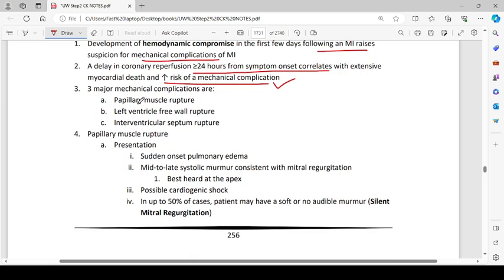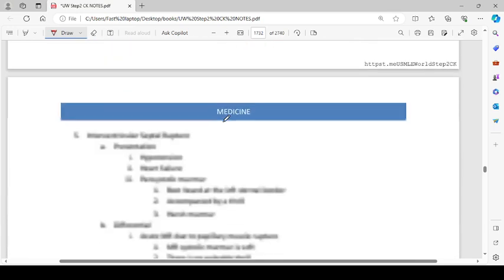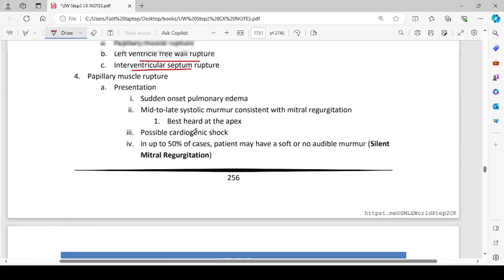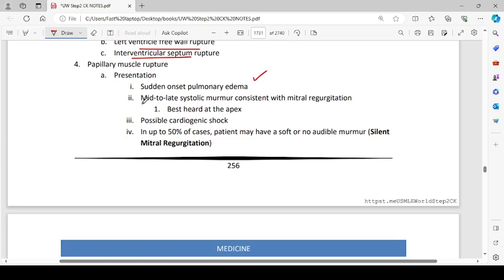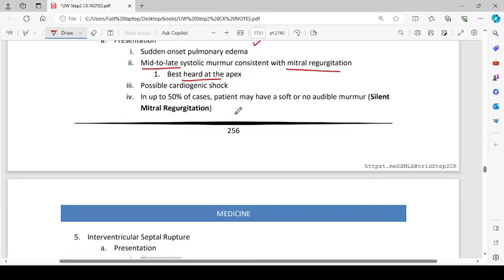Three major mechanical complications are papillary muscle rupture, left ventricular free wall rupture, and interventricular septum rupture. The papillary muscle rupture presentation is sudden onset pulmonary edema, because the posteromedial papillary muscle of the left side ruptures, and that can cause mitral regurgitation, and that mitral regurgitation will result in pulmonary edema, which will be of sudden onset. There is a mid to late systolic murmur consistent with mitral regurgitation, best heard at the apex. Possible cardiogenic shock.